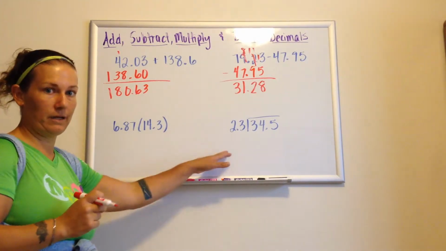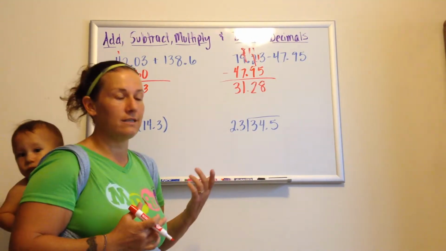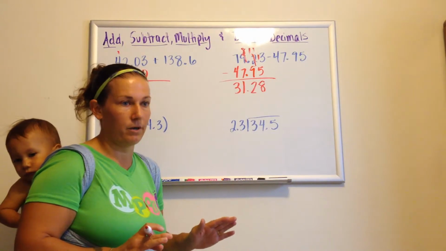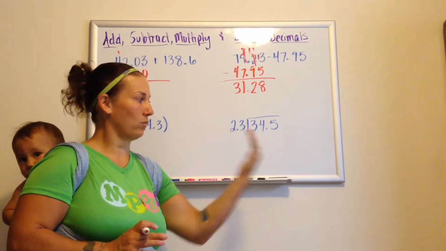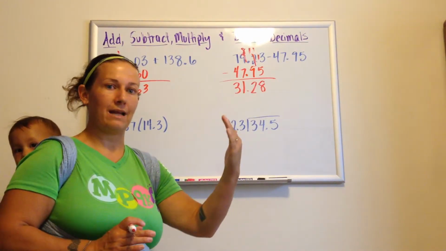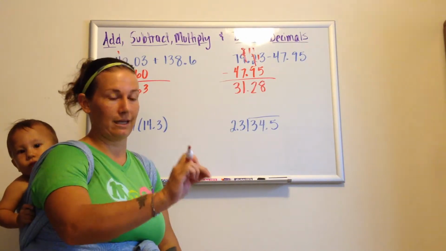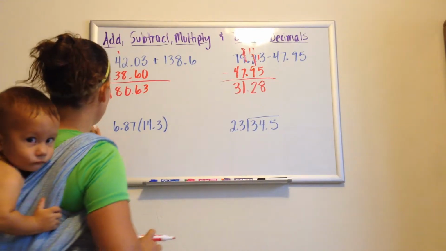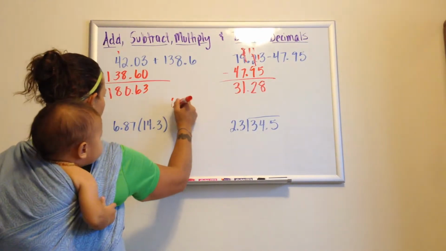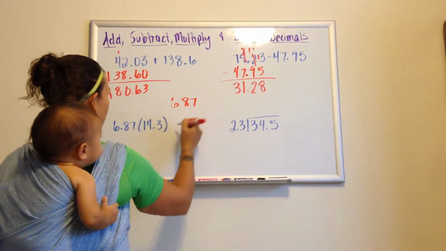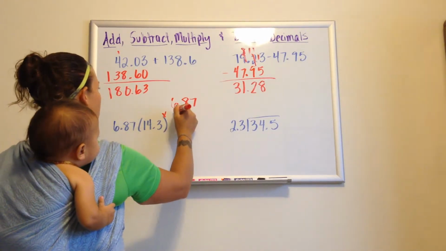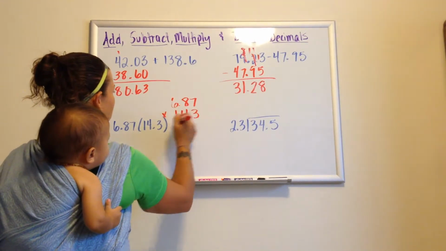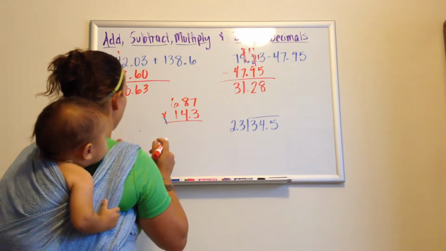Okay, so now we're multiplying and dividing. When we multiply and divide, we do not need to line up our decimals. We just, for multiplication, do a right alignment. So if you think of a computer and you select right align, it just moves everything over to the right. So I'm going to actually kind of rewrite this. So I want the 6.87 times 14 and 3/10. All right, so I can get rid of that.